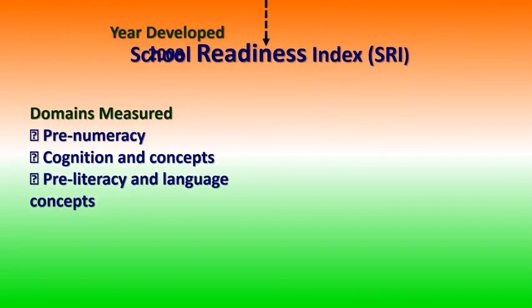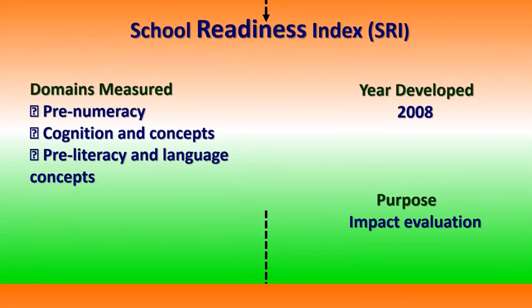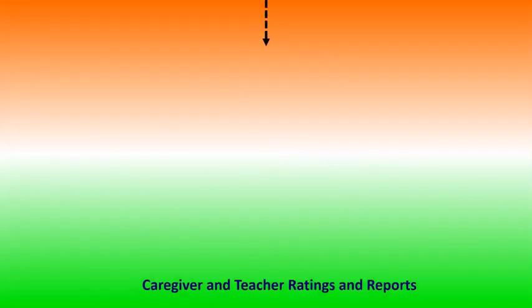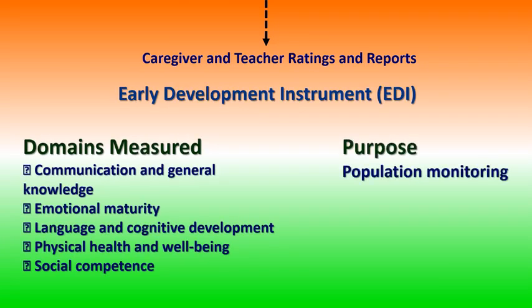School Readiness Index. Domains measured: pre-numeracy, cognitive and concept, pre-literacy and language concept. Year developed: 2008. Purpose: impact evaluation. Caregiver and teacher ratings and reports. Domains measured: communication and general knowledge, emotional maturity, language and cognitive development, physical health and well-being, social competence. Purpose: population monitoring.